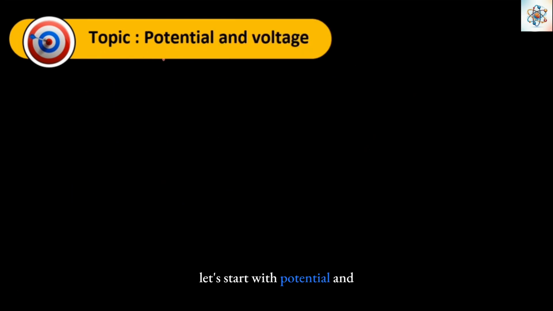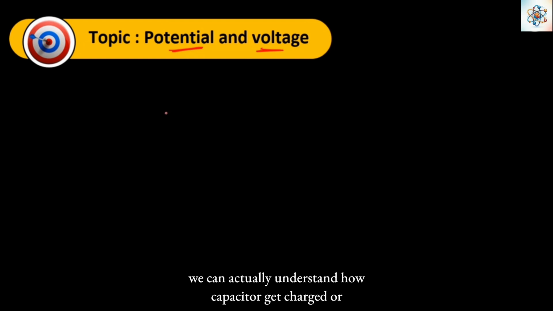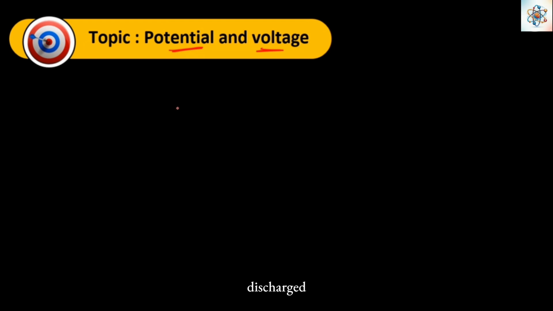Let's start with potential and voltage. Now, before actually studying the capacitor, we are going to understand how a battery works. Because if we understand how a battery transfers charge, we can understand how a capacitor gets charged or discharged. What does it actually mean? So in a battery, let's start from the basics. Like in your middle school, you must have seen that a battery is represented by this symbol.